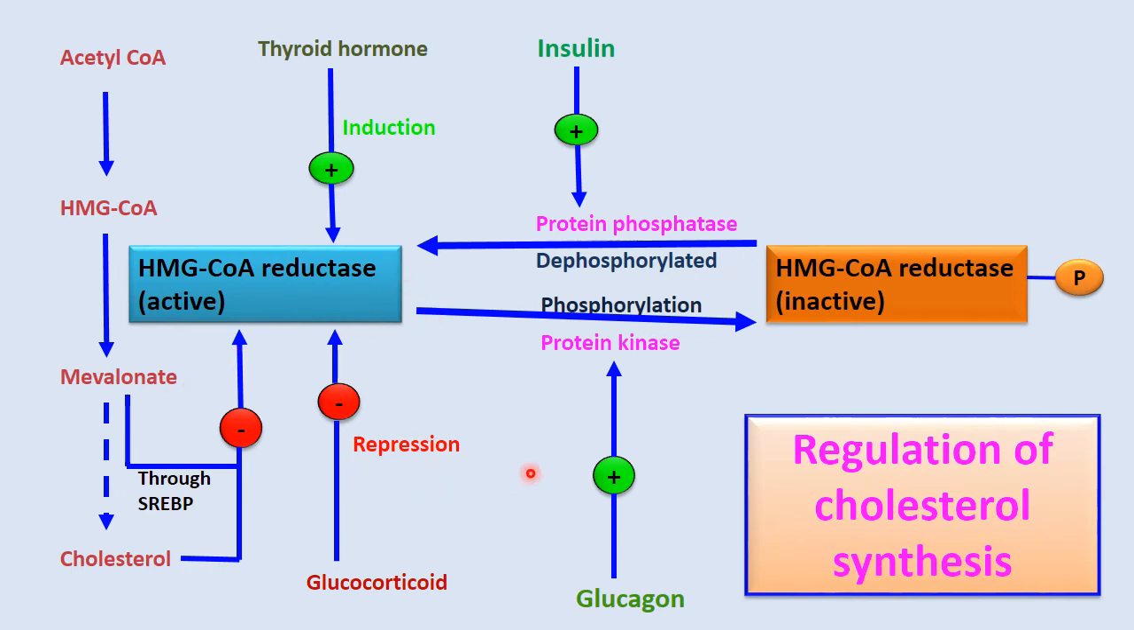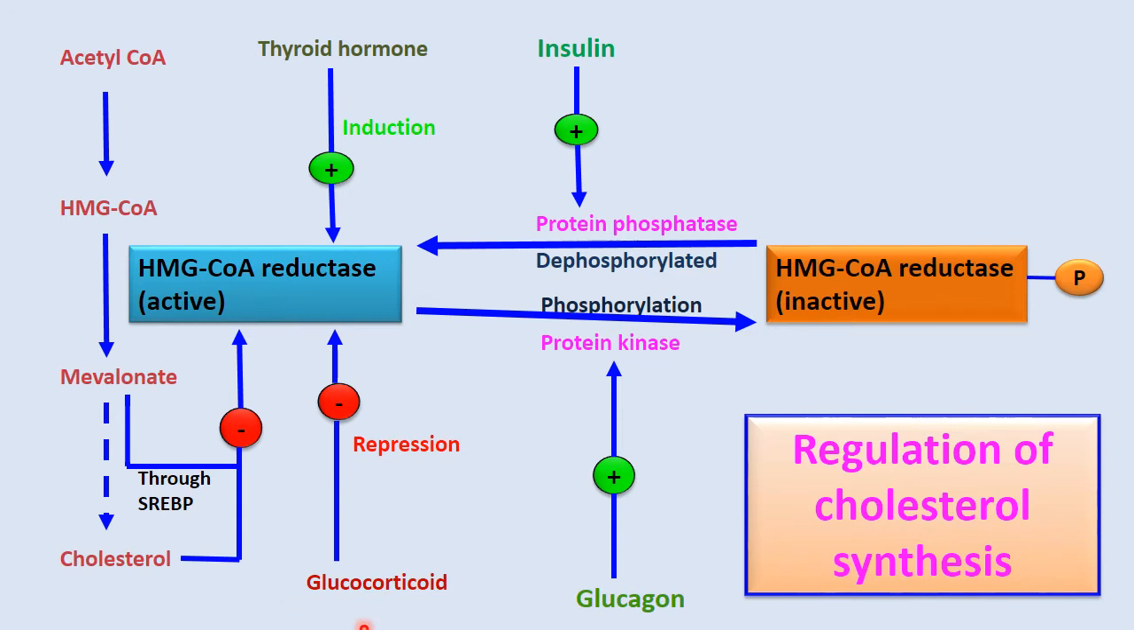Whereas the other hormone, glucagon, induces protein kinase, that is, a phosphorylation reaction. It converts the HMG coenzyme A reductase enzyme from active to inactive. So it makes it inactive and hence it reduces, and stops, the synthesis of cholesterol. In this way these hormones regulate.